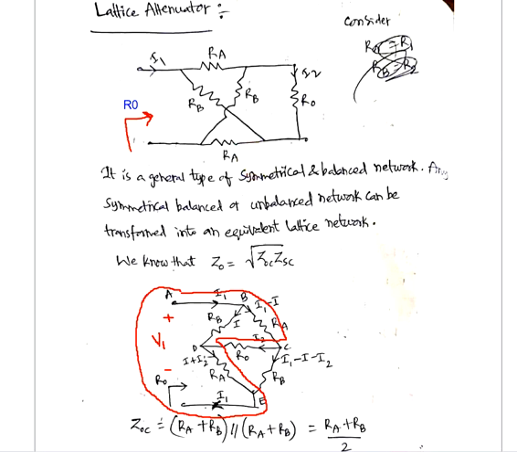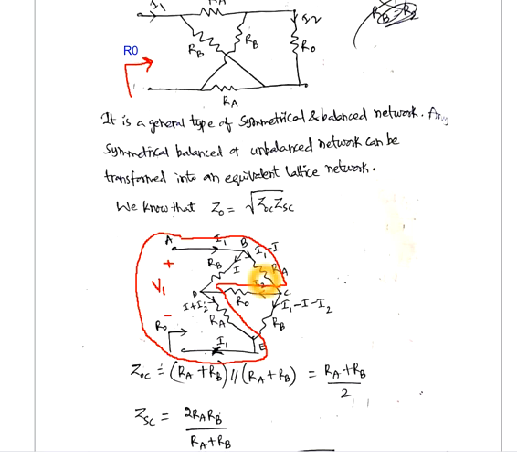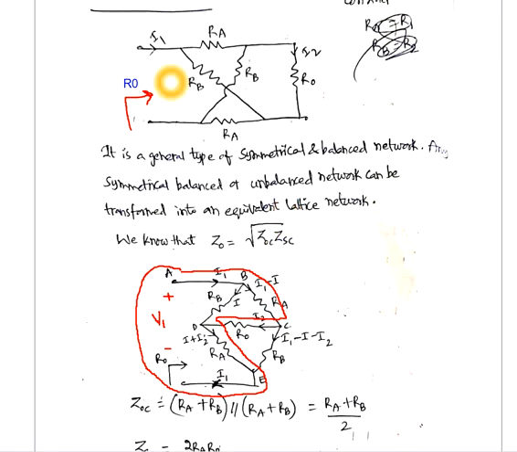When it is terminated with R0, the resistance seen from the input will also be R0, which is nothing but the characteristic impedance, right? Okay, now let me rearrange this lattice structure like a bridge here. Let us say this is point A. If you start from point A, we have two resistors, RB and RA.